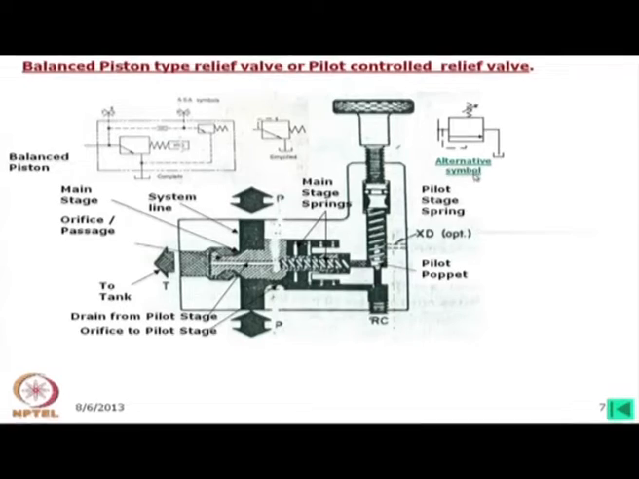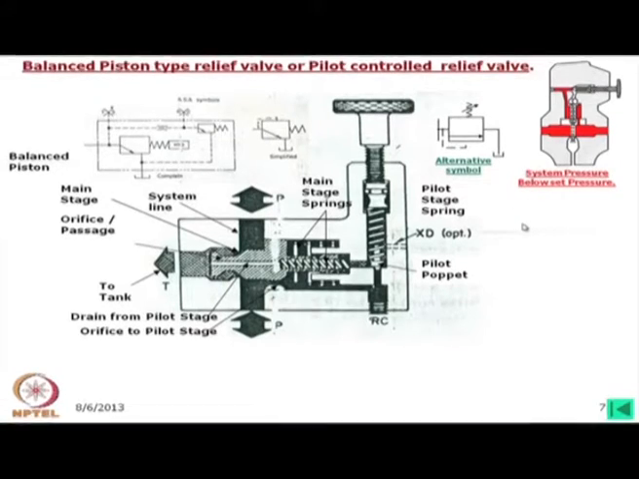Now, the alternative symbol which is shown here is also used. If you look into this, you can see that the normal operation is like that. The oil is going through this and this is closed, depending on the pressure here. It is below the set pressure, so no flow is there, no difference in pressure. So, definitely this is being closed, because on this side there is the pressure force, which is equal to the pressure force here plus the spring force.